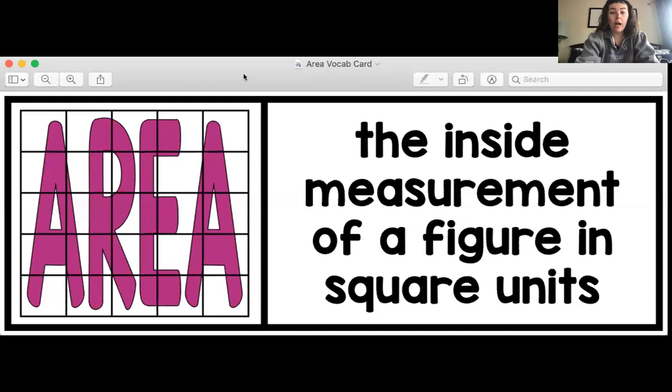Okay, so you probably said something about the inside of a shape. Maybe you said something with square units. Maybe you said something about measurement. So I'm going to share our vocab card that we've been looking at the last couple sessions to remind us that area is the inside measurement of a figure in square units.